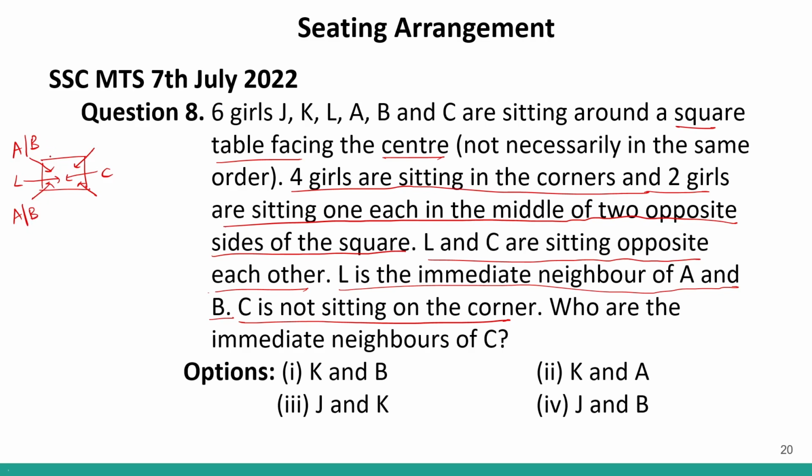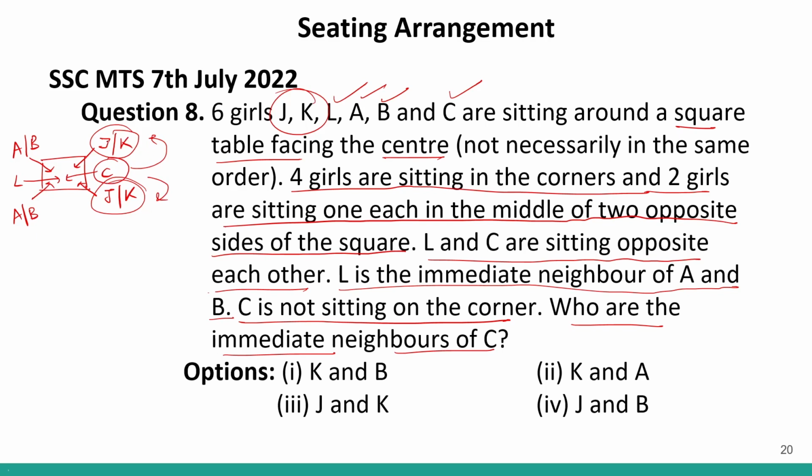If we have A and B at these positions, we have already placed L and C, A and B. The only people remaining are J and K. So J and K can come at these positions. We will have either J or K, correct? In these two positions, this one and this one, we will have either J or K. In the question, it is asked who are the immediate neighbors of C. So C is over here. Immediate neighbors are J and K, correct?